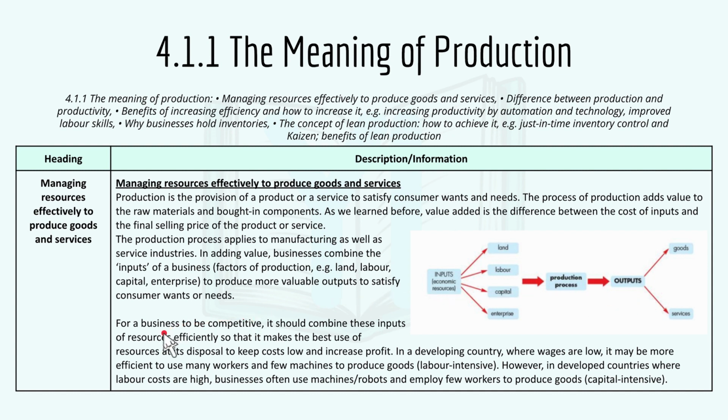And for a business to be competitive, it should combine these inputs of resources efficiently so that it makes the best use of resources at its disposal to keep costs low and increase profits. And in a developing country where wages are low, it may be more efficient to use many workers and few machines to produce goods, which is called labor intensive, because there's lots of labor. However, in developed countries where labor costs are high, businesses often use machines or robots and employ few workers to produce goods, and it's called capital intensive because it uses a lot of capital.